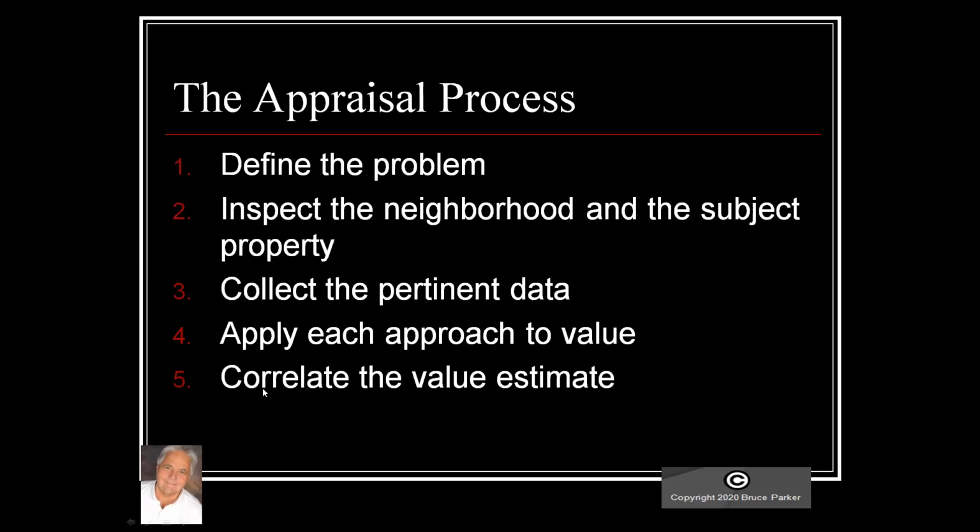Step number five, and memorize that word, correlate. Step number five is correlate the value estimates. We are not averaging them. We are not taking the middle value. We're correlating. What does correlate mean? Correlate means that you're going to use subjective judgment. This is an opinion of value, not a finding of value. So you're going to use subjective judgment, and you're going to look at the three values you have, and then you're going to apply sort of a weighted process. Which one is the most closely similar to the subject property? So step five is to correlate the value estimate.